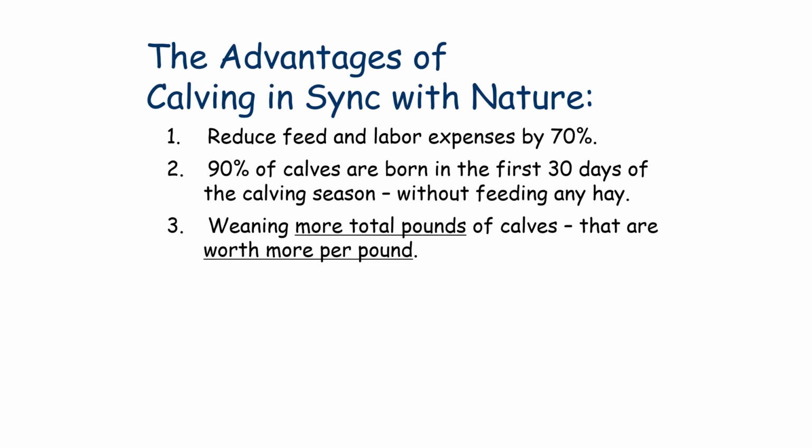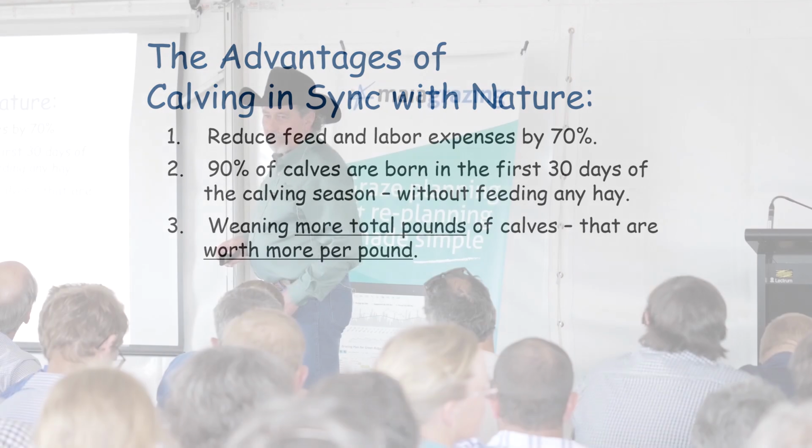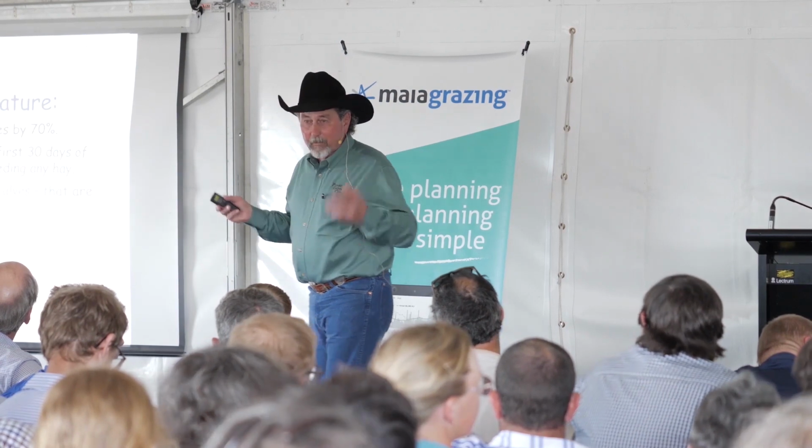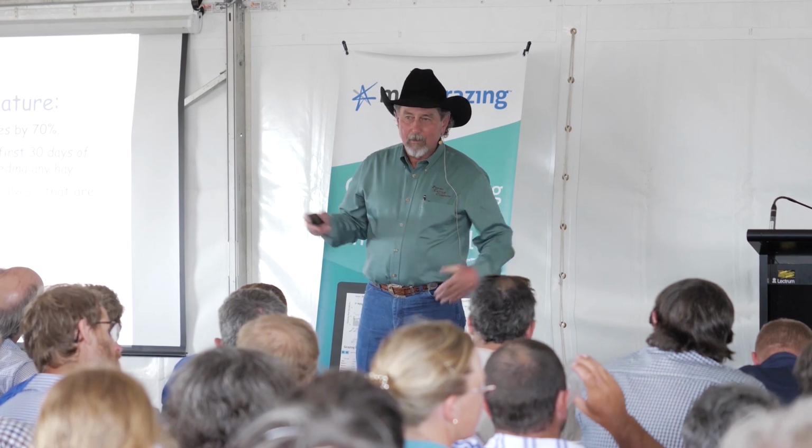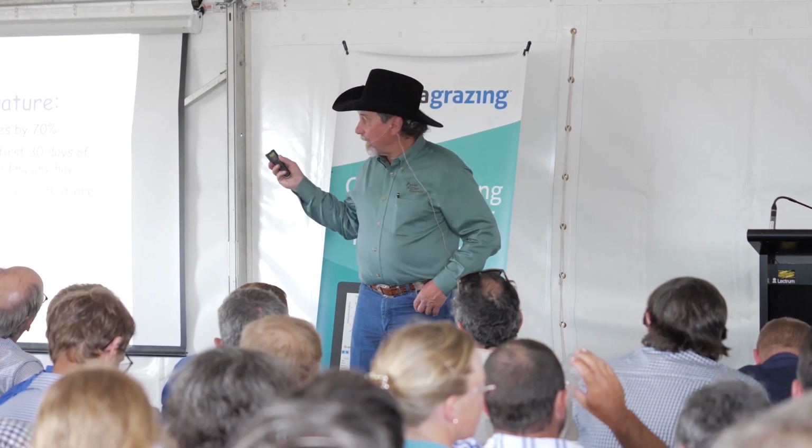Weaning more total pounds of calves, again, more live calves. Who can answer the rest of that sentence? Say that again. Yeah, but that's not right. That's not the right answer yet. That are worth more per pound. Smaller calves are worth more per pound. So we're weaning more total pounds that are worth more per pound. Where's the downside? Labor saved, feed saved.